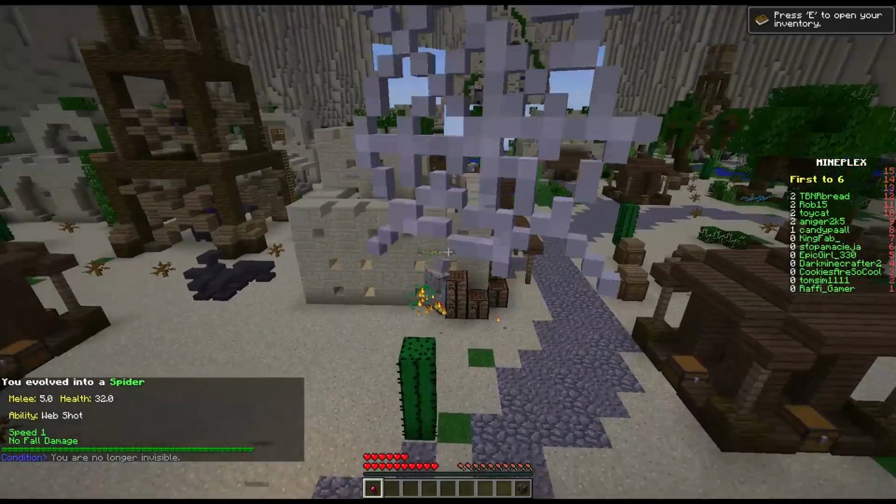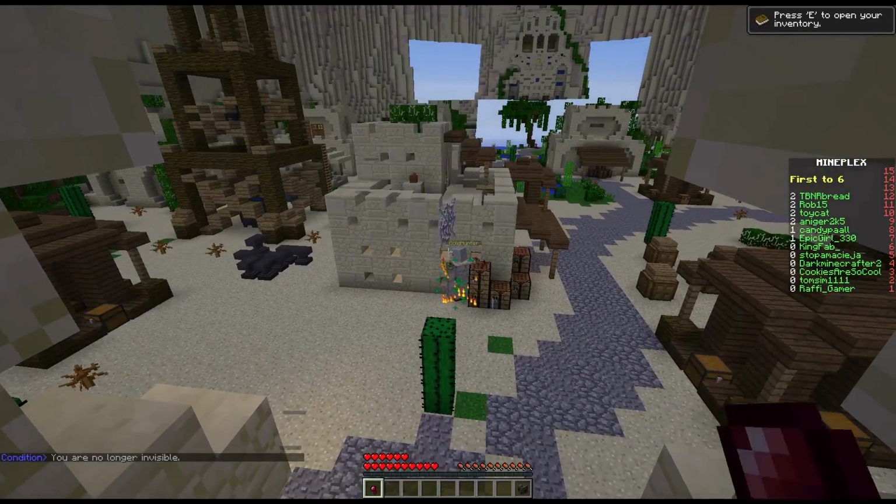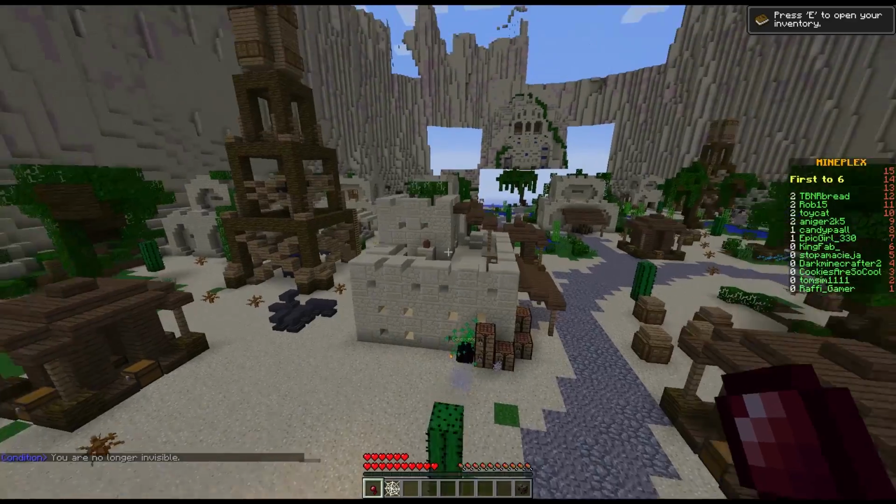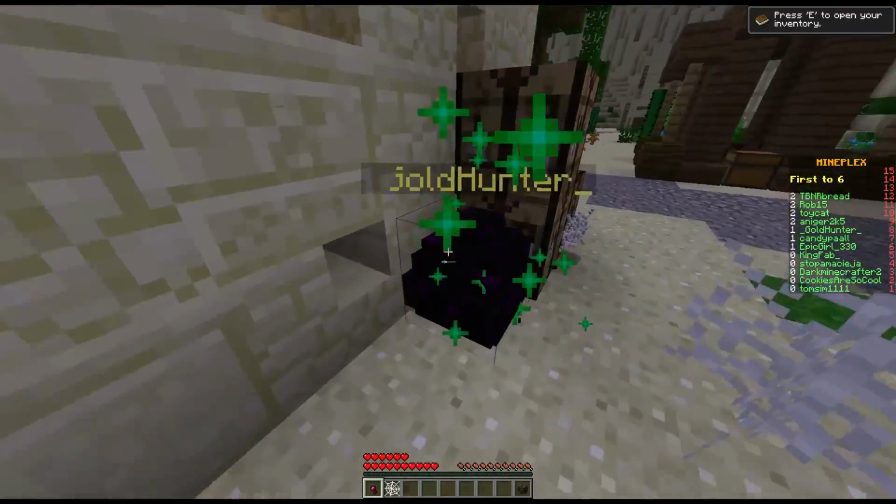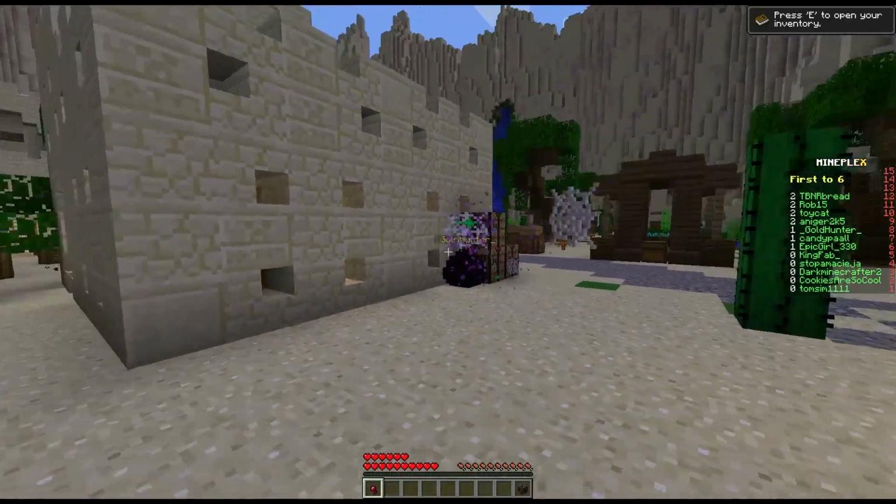And then finally, the last change sand has had was in 1.9, so very recently, they made it so that sand could be randomly found in desert temple chests. So yeah, that's all of the changes that have happened to sand.